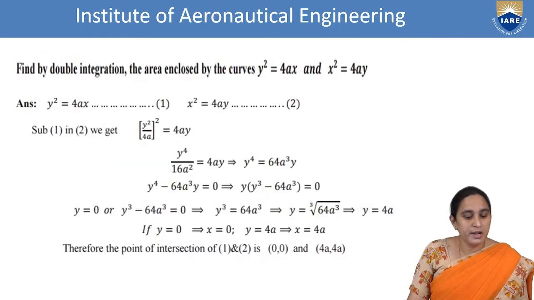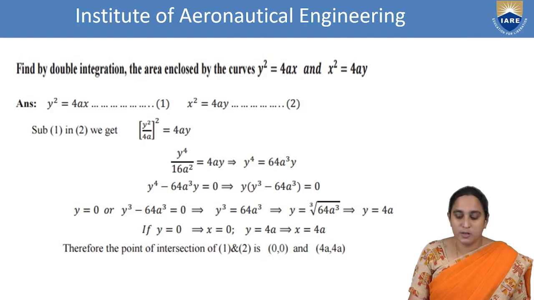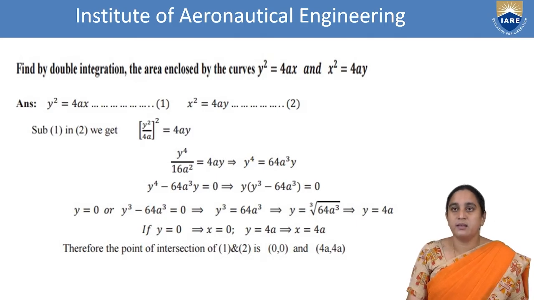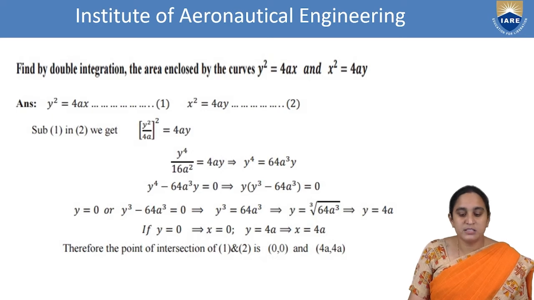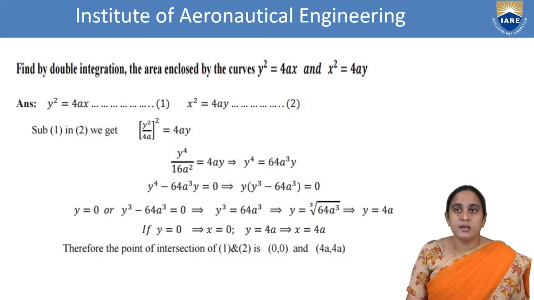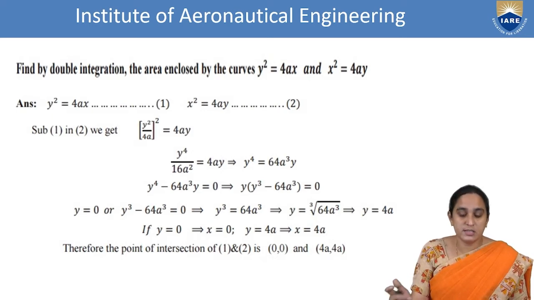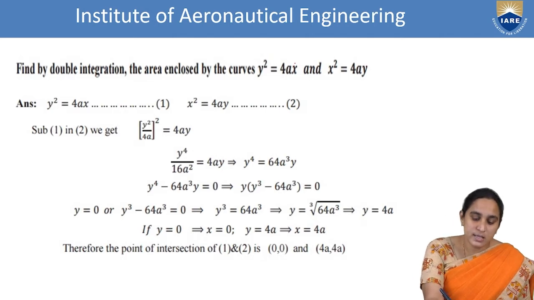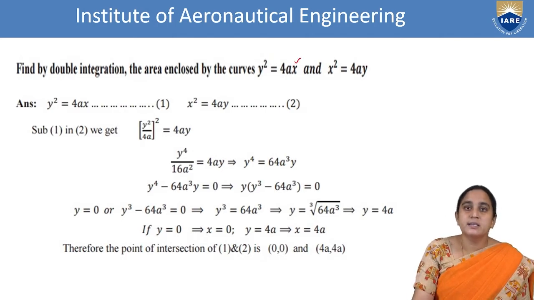That is, find by double integration the area enclosed by the curves y square is equal to 4ax and x square is equal to 4ay. This is also the same as the previous question. These two are also parabolic forms, but what's the difference here? y square is equal to 4ax and x square is equal to 4ay.